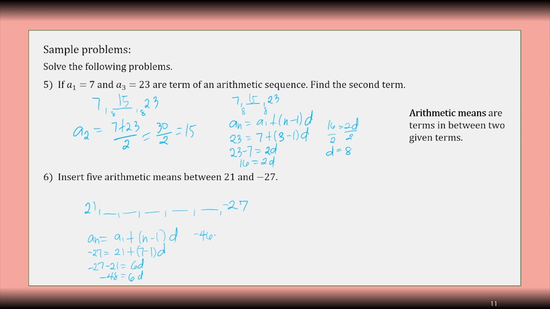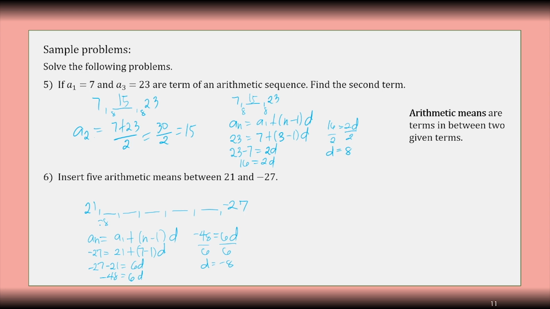Negative 48 is equals, so 48 siya, nagkamali po, sorry, kamali yung ating pen tab. So negative 48 is equals to 6d. Divide both sides by 6. So yung ating common difference is negative 8. So syempre, para mahanap natin ating bawat term, magsusubtract lang tayo ng negative 8.